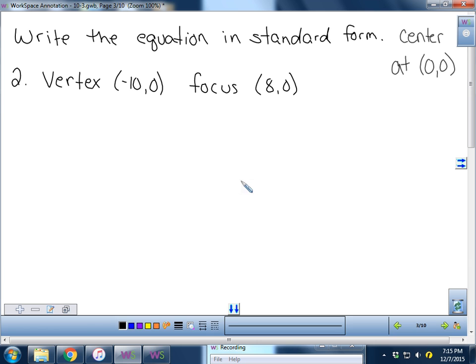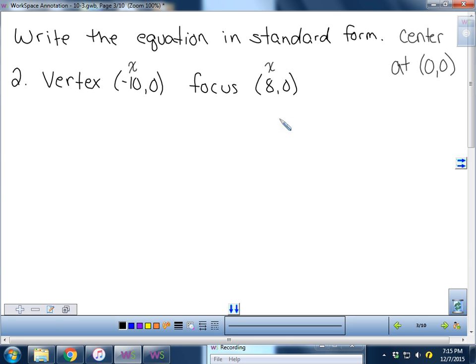So here's the thing. We know that the vertex and the focus are always on the major axis. Okay? And so when you're looking at this, look at the non-zero number. So if you look at the vertex, the non-zero number is in the x position, and so is the focus. The non-zero number is in the x position. That tells me that the bigger number is going to go underneath my x.